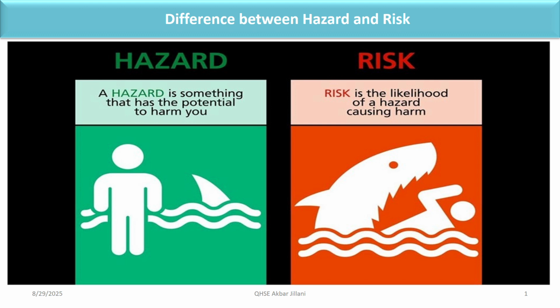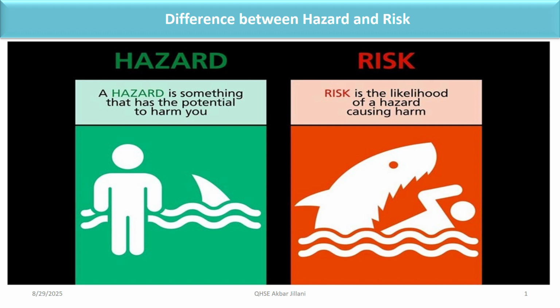QHSE of Barjilani, the hazard and risk differences. A hazard is something that has the potential to cause harm. A risk is the likelihood of a hazard causing harm. Actually, when we are talking about the risk, a risk is something that we have from the hazard.